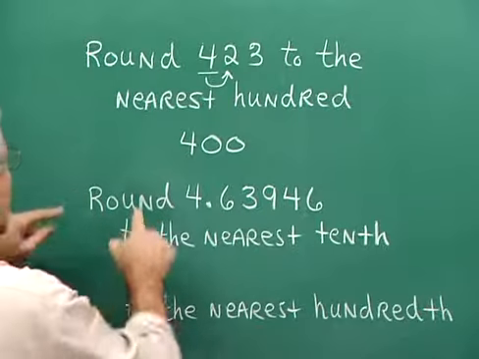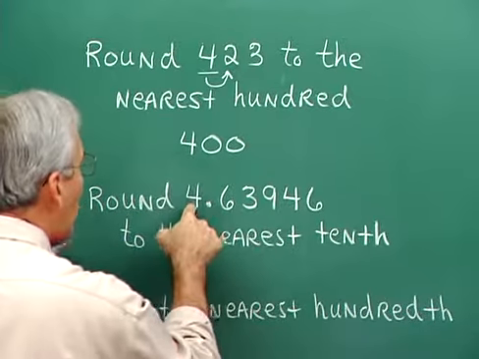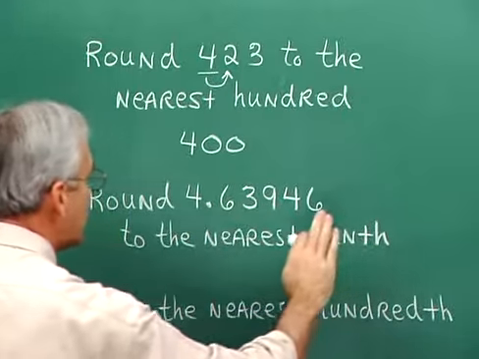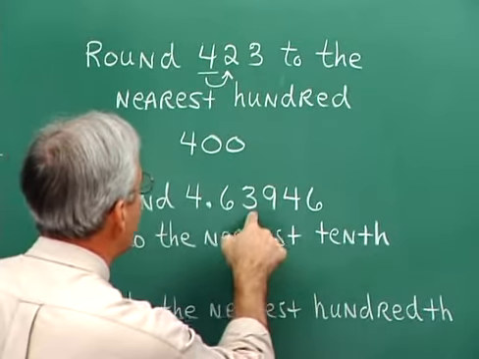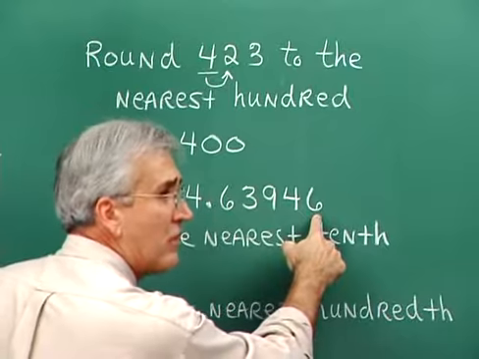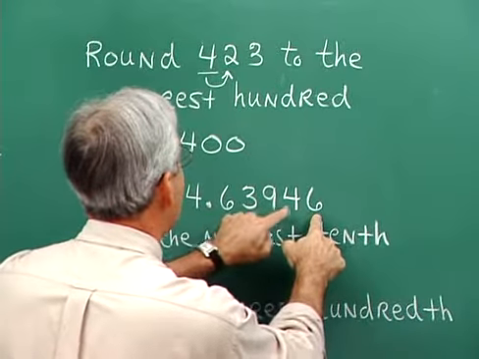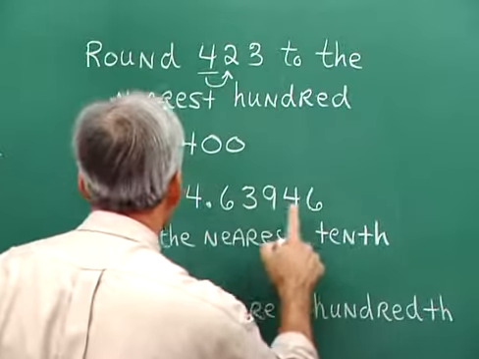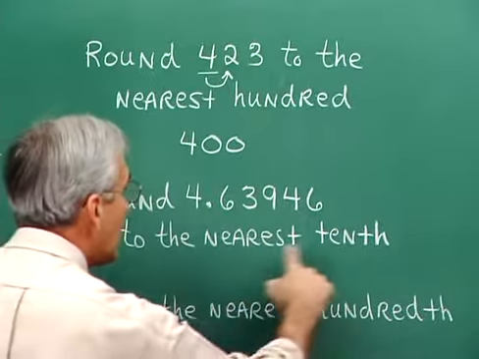All right. Here we want to round 4 and all of these digits. I'm not going to read the entire number here. It's, let's see, tenths, hundredths, thousandths, 10 thousandths, 100 thousandths. So it's 63,946 hundred thousandths, you see, as the decimal part of this. All right, so we want to round this to the nearest tenth.